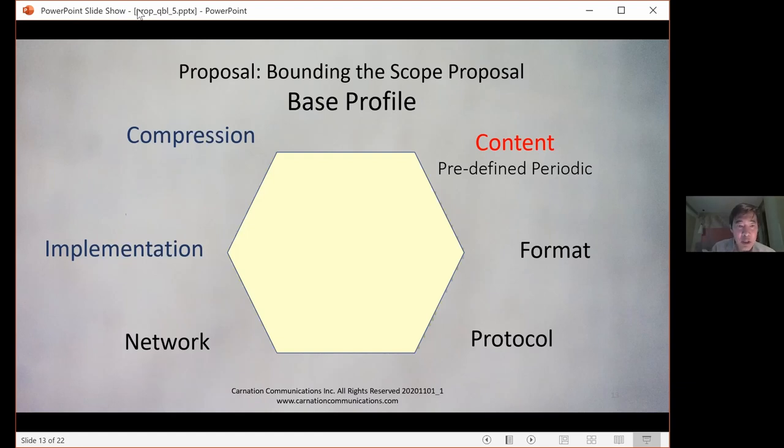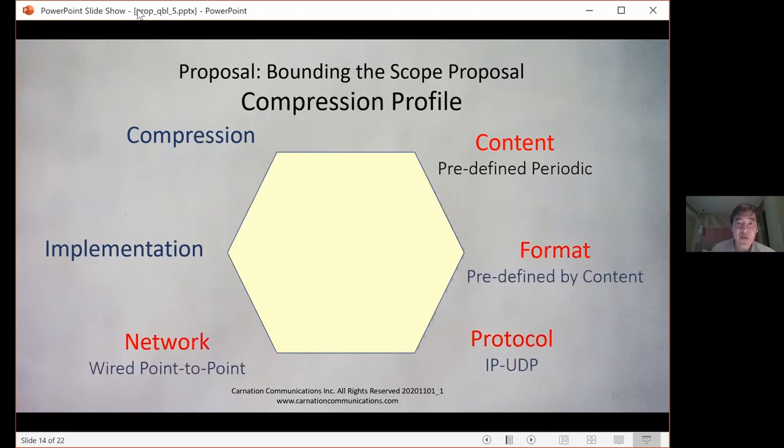Now, there are a lot of open parameters in terms of the different solutions out there. And then the second one is, let's focus specifically on the compression aspect of this delivery system. In this case, we would bound the content, the format, the protocol, and the network. And what we've left out in terms of improvement or differences in this delivery network would be the compression and implementation.